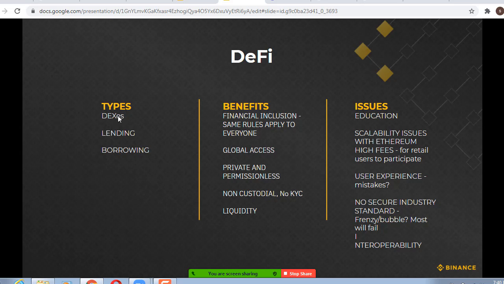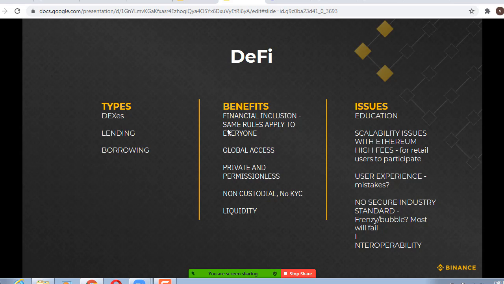DEXs, which is decentralized exchanges. One of the common decentralized exchanges is Uniswap. Uniswap is a decentralized exchange built on the ERC20 protocol, that is Ethereum, which was built by the Ethereum founders. And then you can as well lend and borrow. Now, what are the benefits of DeFi?